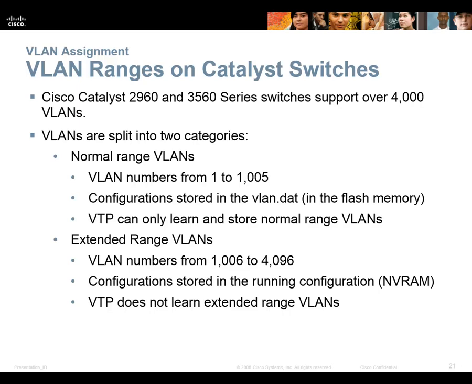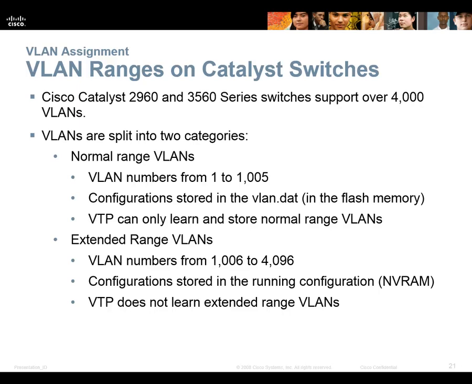VLANs are split into 2 categories. The normal range VLANs are from VLAN 1 to VLAN 1005, and their configuration is stored in the VLAN.dat file in the flash memory. The VTP protocol can only learn and store normal range VLANs. We'll talk about that later.